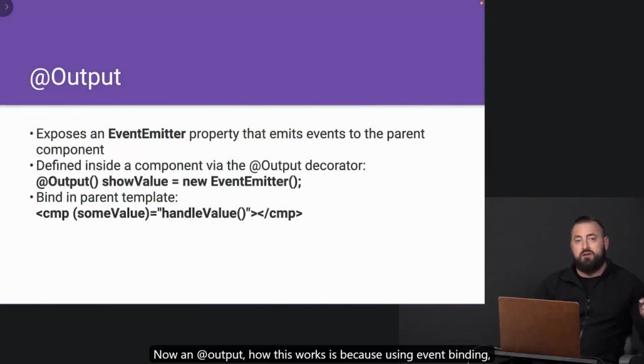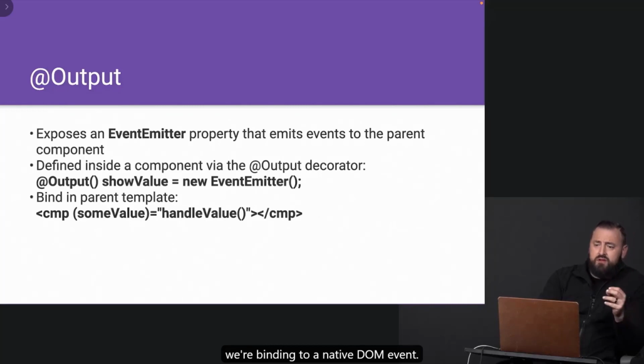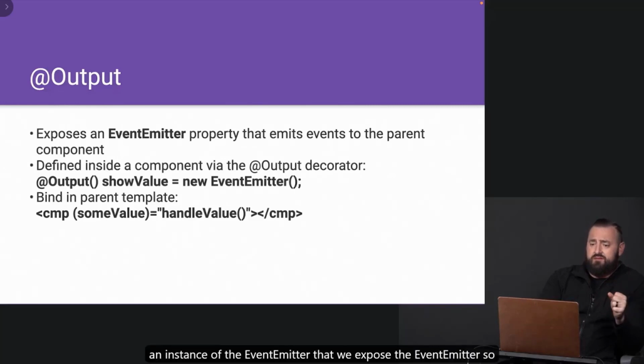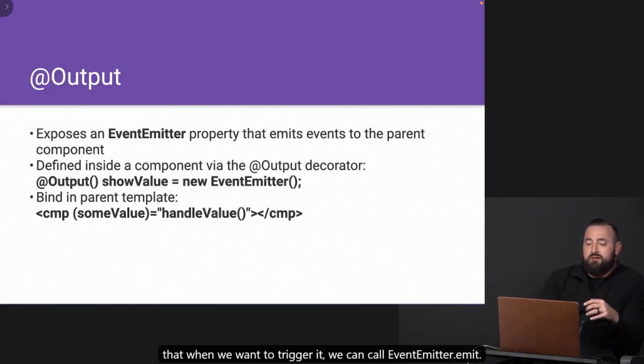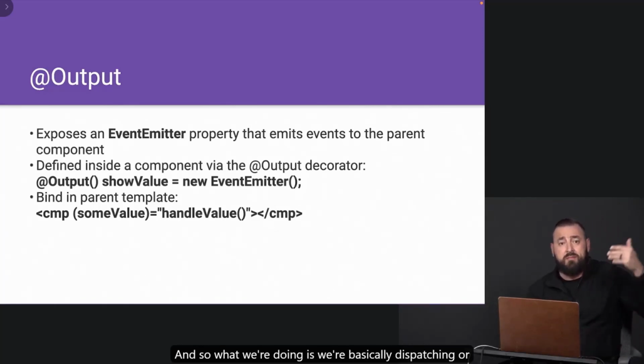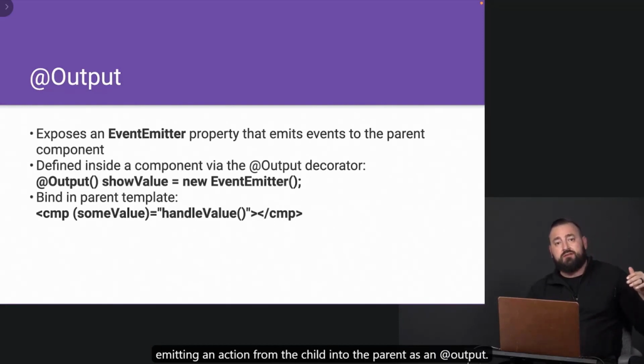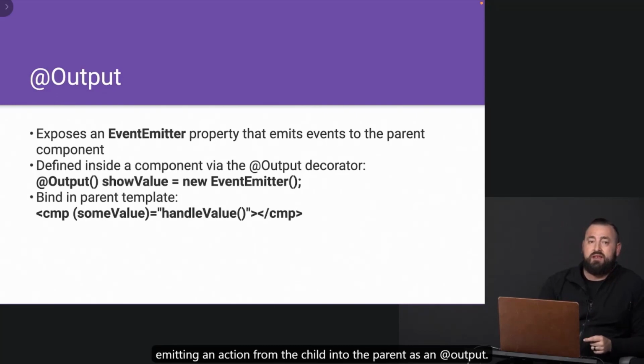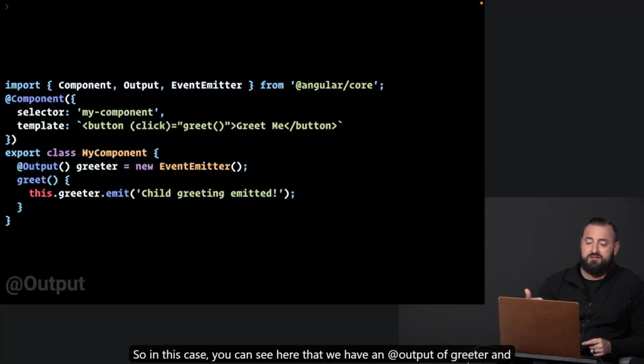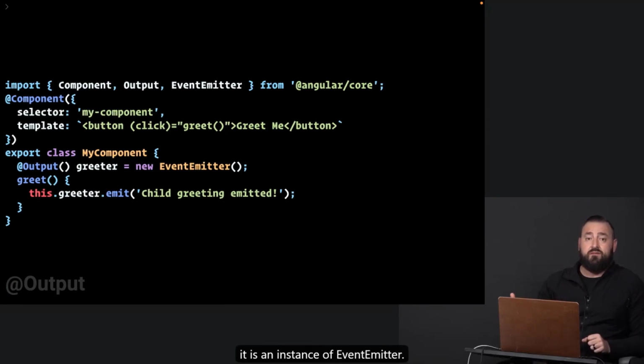Now, an output: how this works is, because we're binding using event binding, we're binding to a native DOM event. Well, we can use the event emitter, so it essentially is an instance of the event emitter that we expose, so that when we want to trigger it, we can call eventEmitter.emit. And so what we're doing is we're basically dispatching or emitting an action from the child into the parent as an output. So in this case, you can see here that we have an output of greeter, and it is an instance of event emitter.